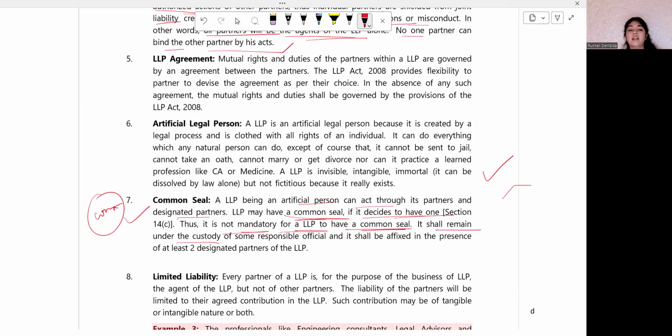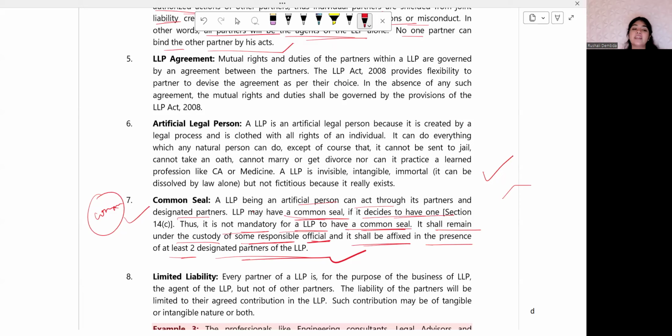It shall remain under the custody of some responsible official, and it shall be affixed in the presence of at least two designated partners of LLP. So the common seal of the LLP that you prepare should be taken care of and kept with a designated partner who is responsible. At least two designated partners of LLP should be present while affixing the common seal.